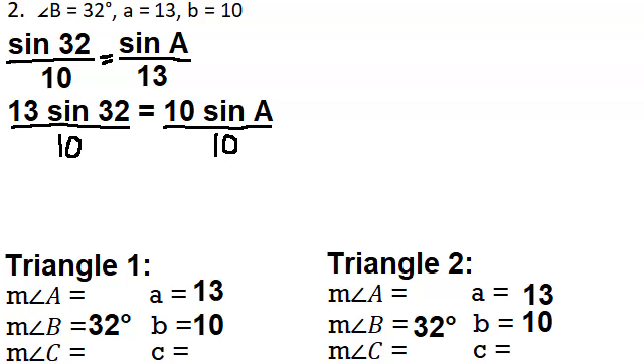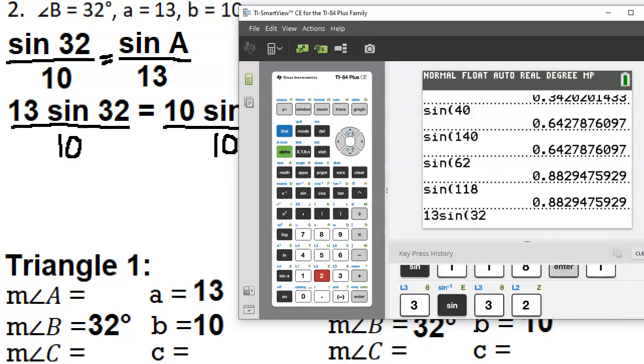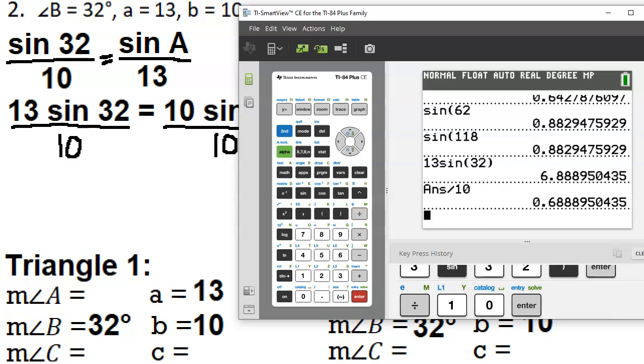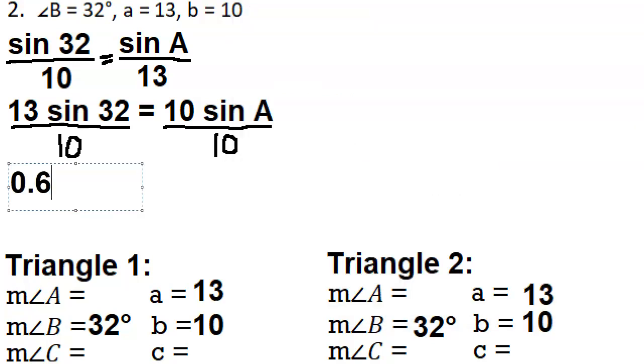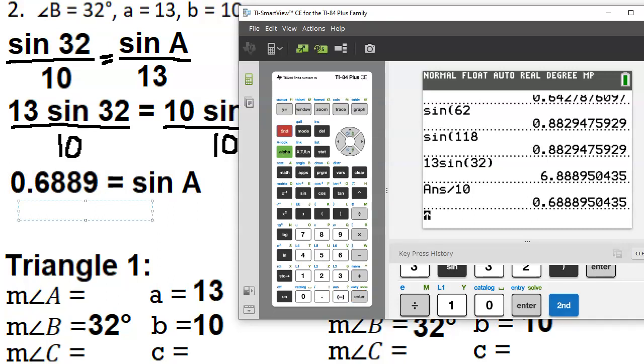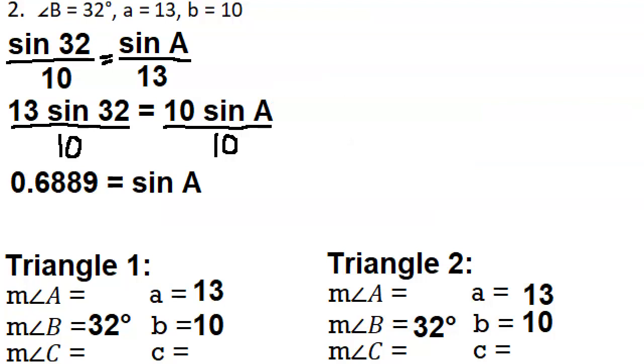And that's going to give us 13 sine of 32. And then we divide by 10. So it turns out the sine of A is 0.6889. You don't have to write that down right this second. I mean, you can if you want. But in the end, we're just going to leave that number in the calculator, and we're going to get the missing angle. Remember, whenever there's a missing angle, you need to do the inverse sine function. And that was what? 43.54 degrees.